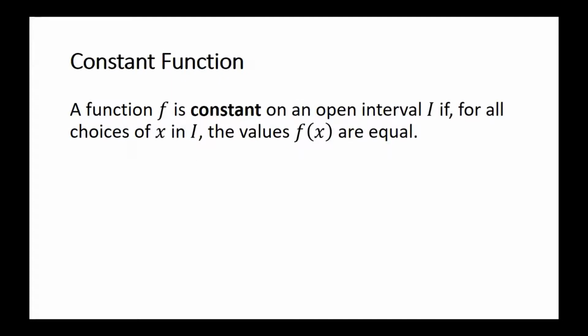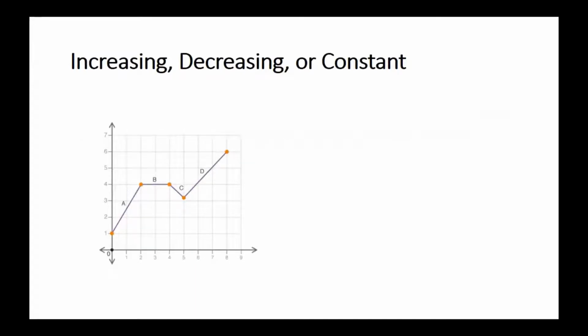Constant functions. A function f is constant on an open interval I if for all choices of x in I, the values of f of x are equal. So it's constant if no matter what value you put in for x over some interval, the output f of x is the same. So let's look at a graph of a function and determine where it's increasing, decreasing, or constant. And we can see here this is definitely a function. It passes the vertical line test.